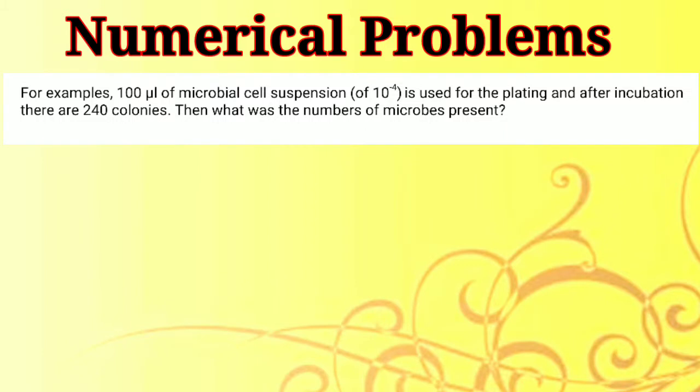For example, 100 microliter of microbial cell suspension of 10 to the power minus 4 dilution is used for the plating, and after incubation there are 240 colonies. Then what is the number of microbes present? Remember, in this way we can only determine the number of live, or we can say the viable cells, not the dead cells that failed to develop colonies, and the number of colonies should be in between 30 to 300.